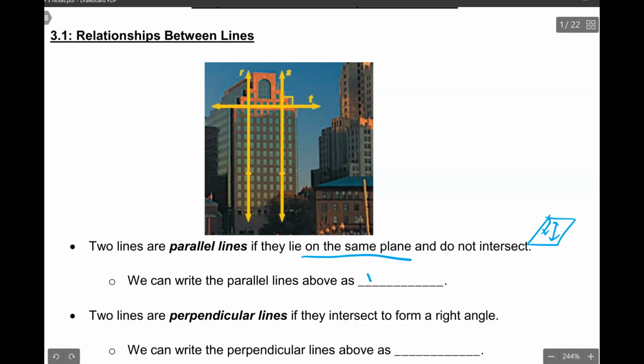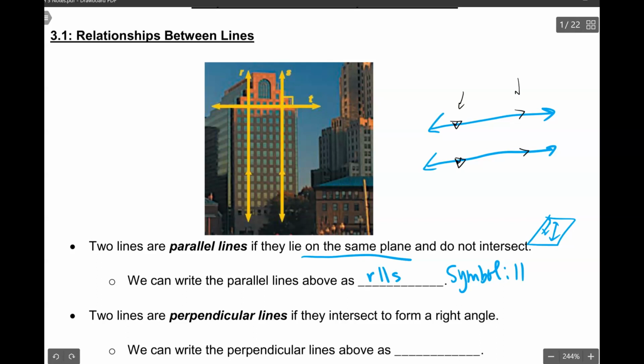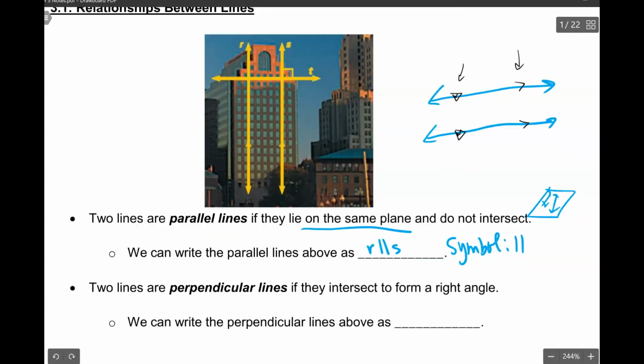So say R is parallel to S, and the symbol is going to be the little two lines parallel to each other. If I would draw this out, just an example of what you will see as parallel lines, normally we make a little mark on them with these arrows that mean parallel. So we have these arrows, either one could mean parallel. It just shows it's not going to touch.